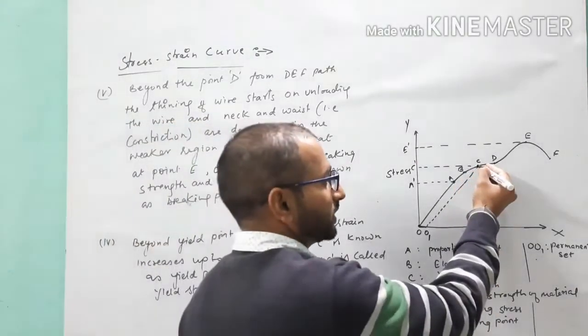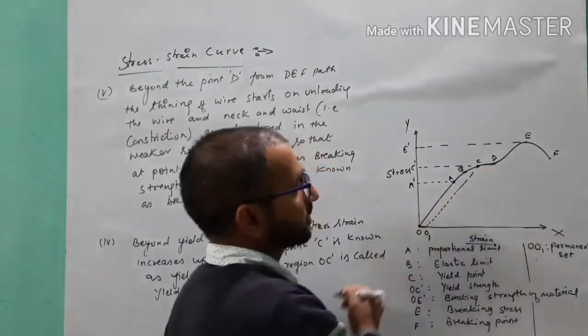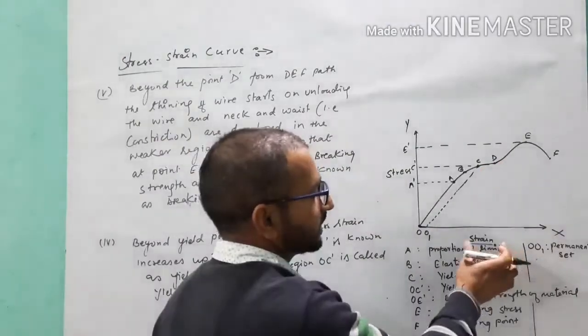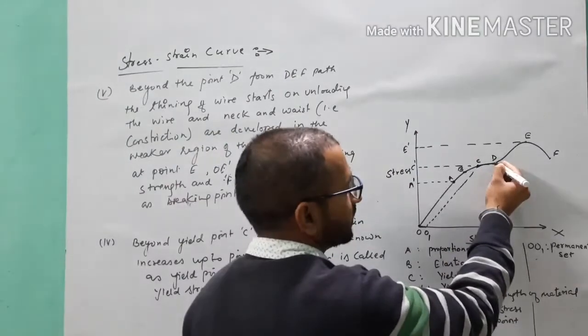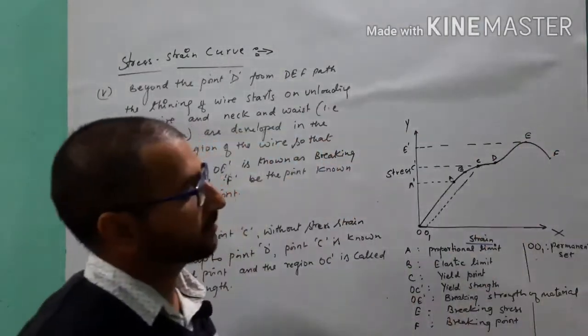Beyond this yield point, if we do not apply stress on the given wire, we will see that strain is there. But after this point D, we will follow this DEF graph.